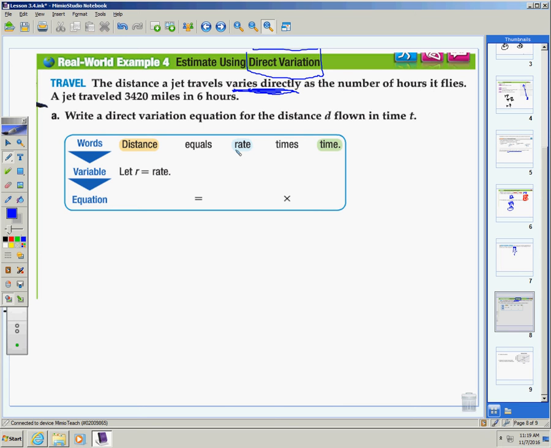Well, I know distance equals rate times time, so I'm going to write d equals r times t, but I don't know what this r is yet. So what I need to do is plug in my numbers for distance and hours and solve for r. So I know distance is 3,420 equals r times t of 6. And then to solve this equation, I just need to divide each side by 6. And I find out that r is 570.